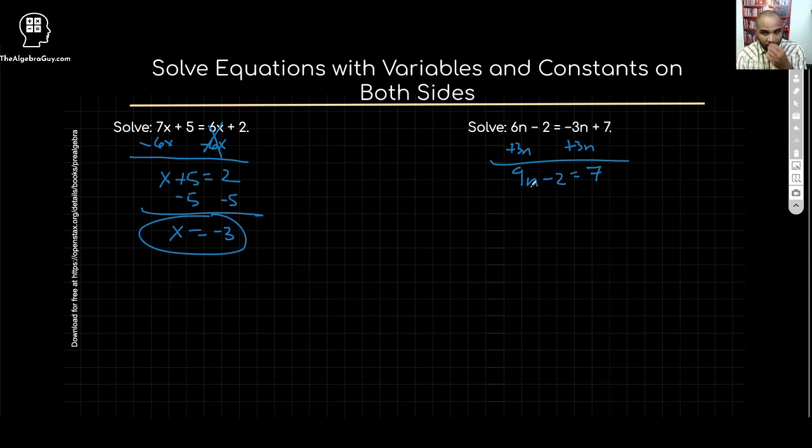Now I want to get my n by itself. So there's two numbers I need to get rid of over here, a negative 2 and a 9. Which one goes first? Well, according to PEMDAS, the AS is on the bottom. I'm going to start with the A and S, which is addition and subtraction. So I'm going to add 2 on both sides, leaving me with 9n equals 9.